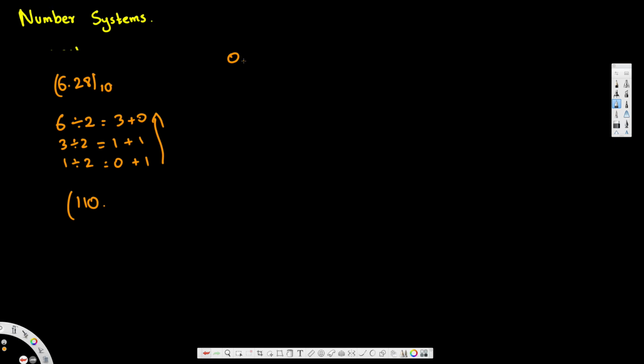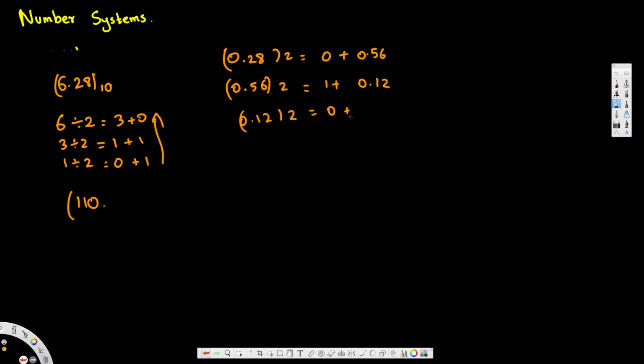So 0.28 multiplied by 2, that is 0 plus 0.56. 0.56 multiplied by 2, 1 plus 0.12, and then 0 plus 0.12 times 2, you will get 0 plus 0.24, and then 0.24 times 2, you will get 0 plus 0.48.